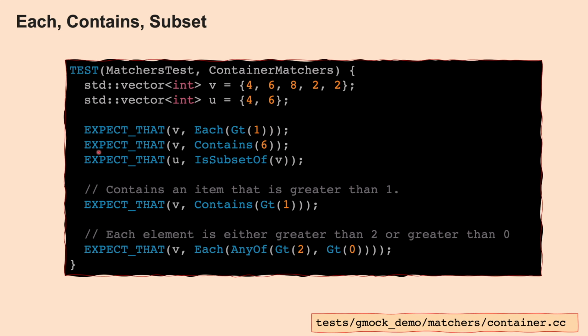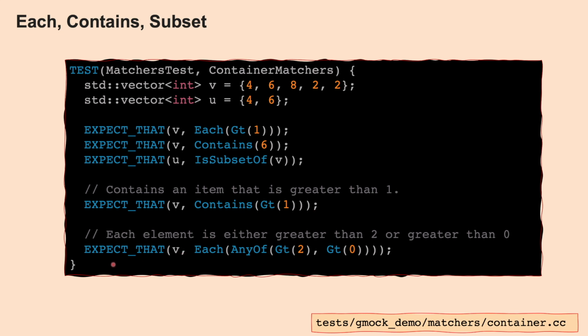In the next example, I'm saying expect that V contains the value 6. As you can see, 6 exists inside V. Up next, I'm saying expect that U is a subset of V, which means all the elements inside U should also exist inside V. Notice that you can also chain these matchers together. For example, here, I'm saying expect that V contains one element that is greater than 1. Or more accurately, we are saying expect that V contains at least one element that is greater than 1.